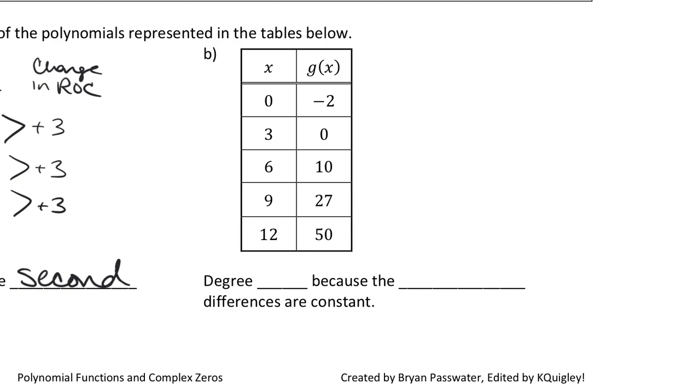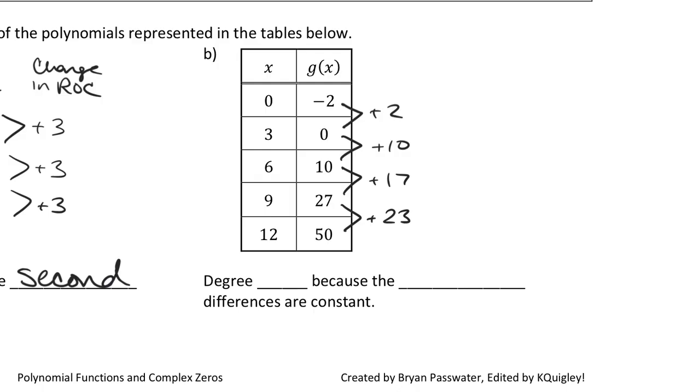So we go to the outputs and we find the differences in the output. How do you go from -2 to 0? +2. How about from 0 to 10? From 10 to 27? And then 27 to 50. 23. Clearly those are not the same numbers. So this is not a linear equation because the first differences are not the same.